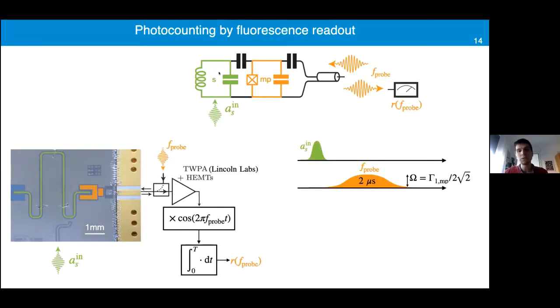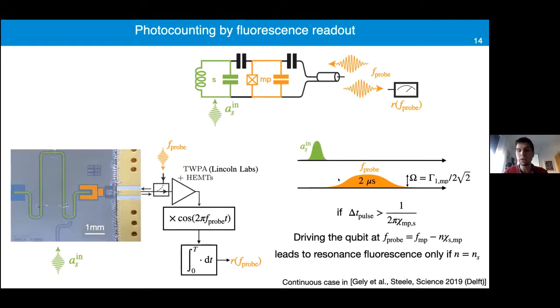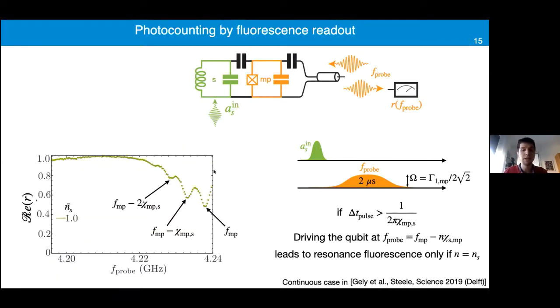So for that, we start by injecting a coherent state in the storage mode, and then we perform a quantum limited spectroscopy in reflection of the multiplexing qubit. So at the end, we measure the reflected coefficient of the qubit at the frequency F probe. And if the length of the drive of the spectroscopy is long enough, driving the qubit at a frequency FMP minus N chi-SMP will lead only to a resonant fluorescence if there are N photons in the storage mode. And this is exactly what we measured.